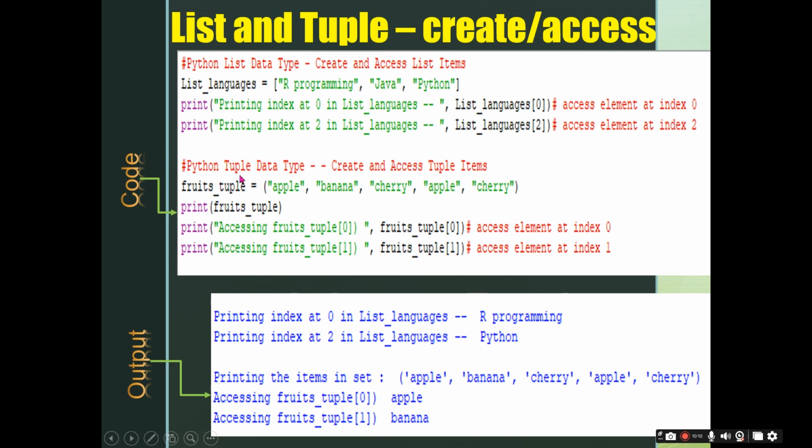So next, how to declare a tuple data type. Here I have given the tuple name as fruits_tuple. Inside parenthesis, inside double quotes, you are going to give the string values. So this is a tuple declaration. Here next I have printed this tuple, print of fruits_tuple. The whole tuple is printed, and then I am going to access the first item by specifying fruits_tuple of 0, which gives apple. fruits_tuple of 1 gives banana. Okay, this is the output.